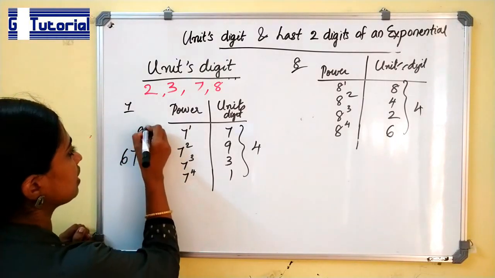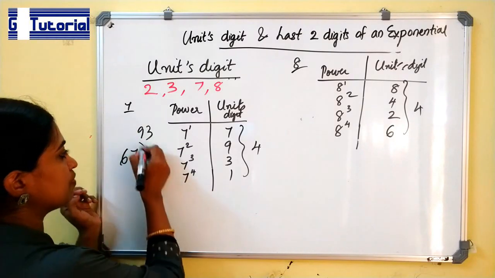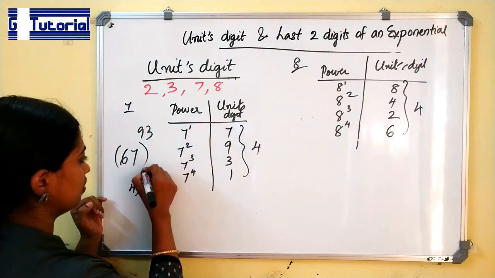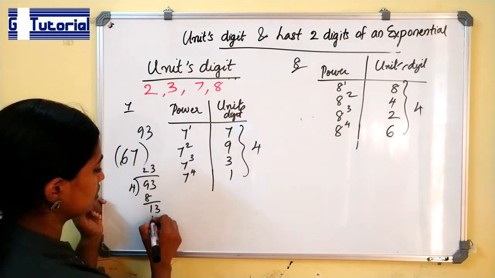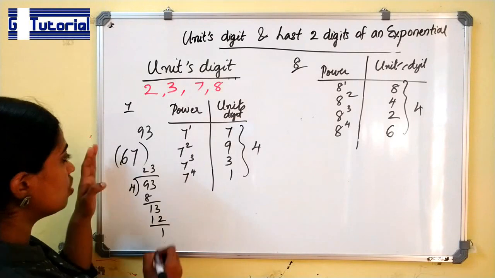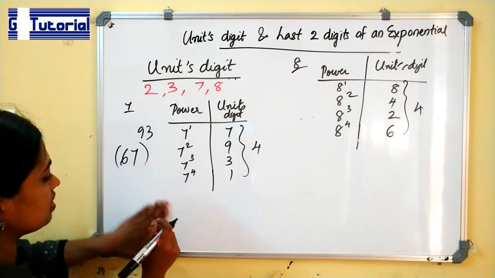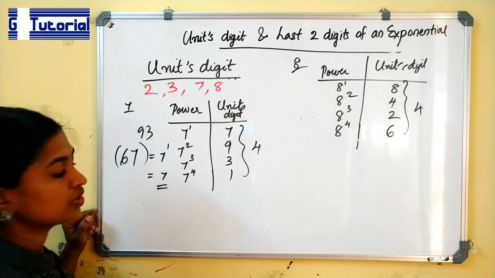67 raised to 93. So what we have to do? We have to divide the exponential by 4. 93 divided by 4 and find the remainder. One is the remainder. So the ending digit of this is just 7 raised to 1, which is 7.